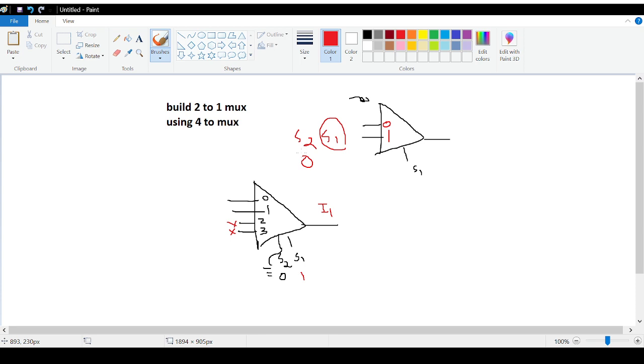Okay, so we're done with the examples of mux. Does anybody have any question on this part?